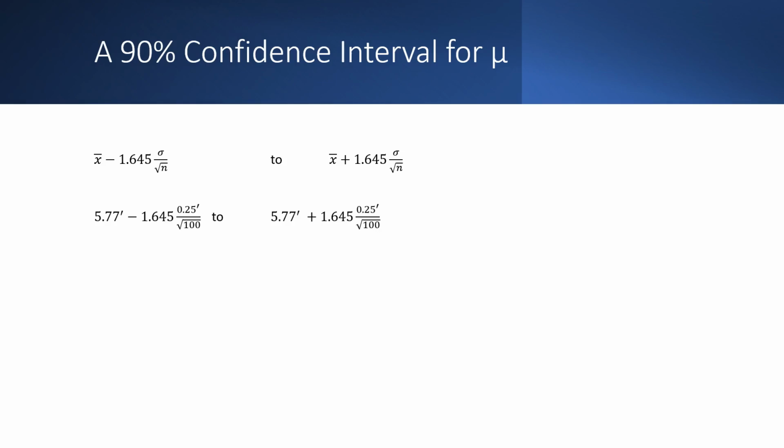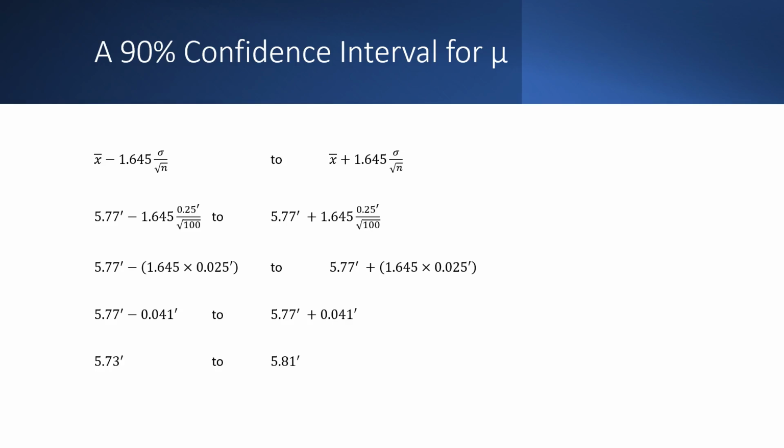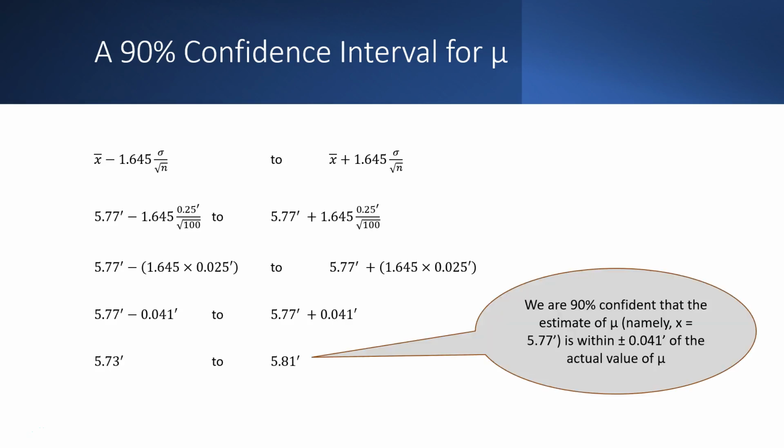So now we do the same setup. We do x bar minus 1.645, which is our z-value, times our population standard deviation divided by the square root of our sample size. And we can substitute our values in to get that final range of 5.73 feet to 5.81 feet. So what this means is we are 90% confident that the estimate of our population mean, which is x bar of 5.77 feet, is plus or minus 0.041 feet of the actual value.